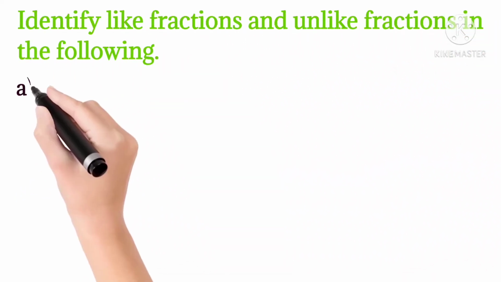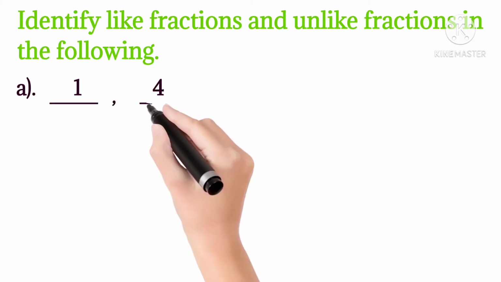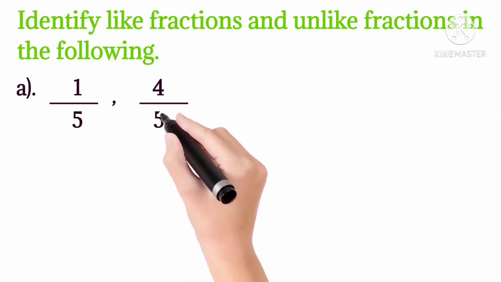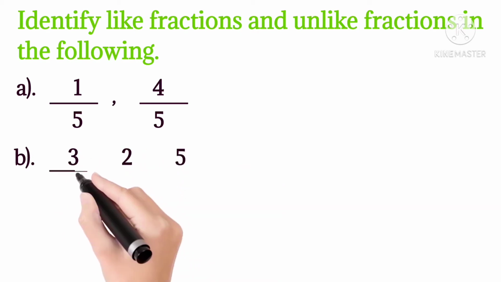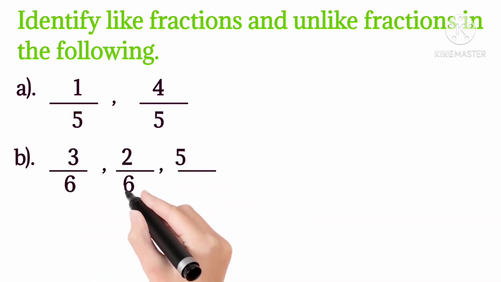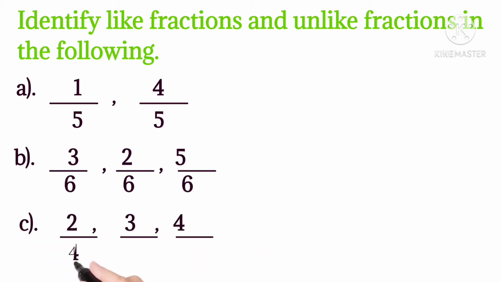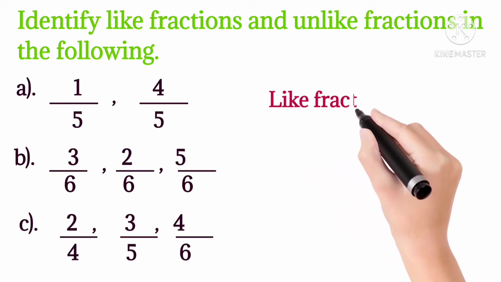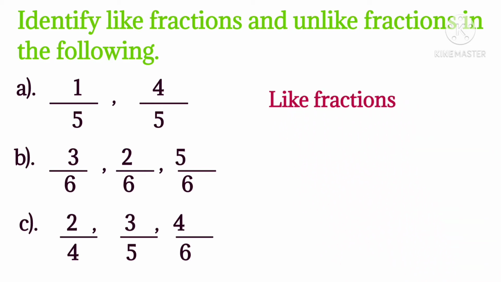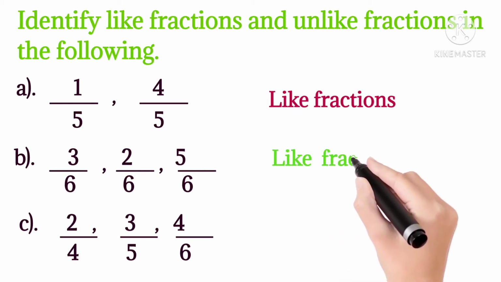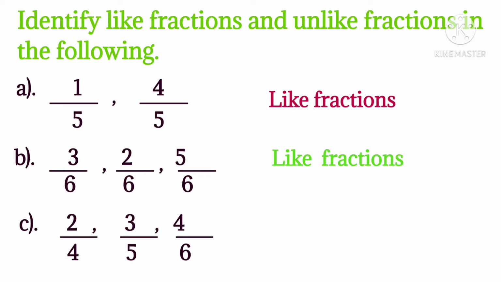Next, identify like fractions and unlike fractions in the following. The first question, 1 by 5, 4 by 5. Here, denominators are 5. They are equal. So, this is a like fraction. Second one, 3 by 6, 2 by 6, 5 by 6. Here also denominators are equal. So, these are like fractions.